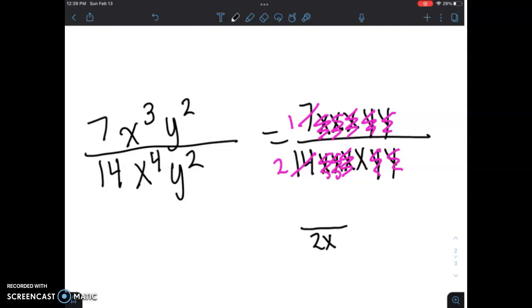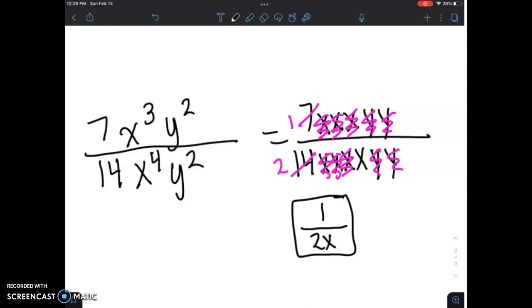So I have to put a placeholder in, though. There's not a number in the numerator. You have to write a 1 in. So that way it's not just this weird line and 2x underneath it. You've got to show that the 2x is in the denominator. And so you get 1/2x.